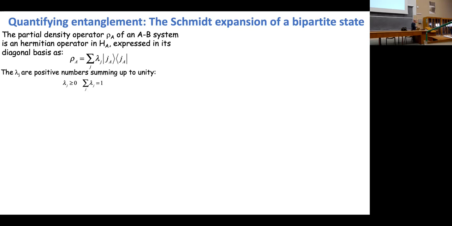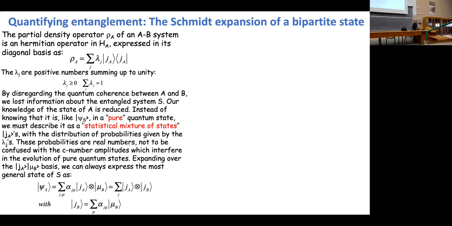So let's see how we can describe a system made of two parts. And first of all, I recall to you what is the density operator of part A. This is just a sum of projectors on the states psi sub j, which are a set of orthogonal states, and the sum of the lambda j is equal to 1. So this is something that we have seen before.